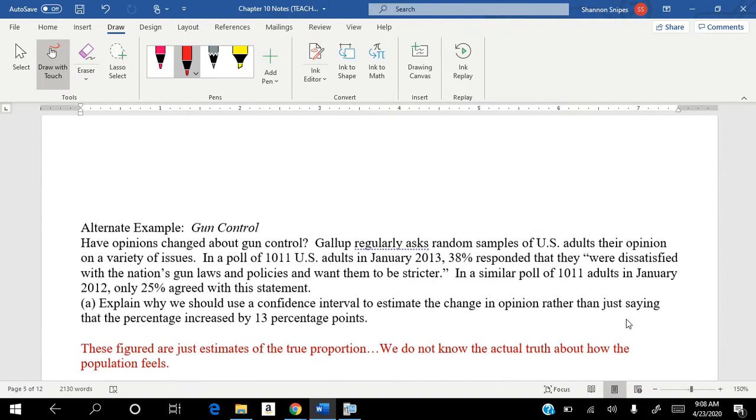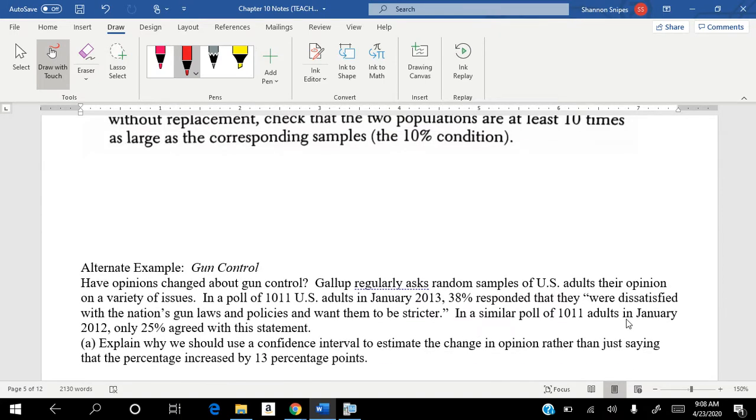So let's do an example. Have opinions changed about gun control? Gallup regularly asks random samples of U.S. adults their opinion on a variety of issues. In a poll of 1,011 U.S. adults in January of 2013, 38% responded that they were dissatisfied with the nation's gun laws and policies and want them to be stricter. In a similar poll of 1,011 adults in January of 2012, a year earlier, only 25% agreed with this statement. Explain why we should use a confidence interval to estimate the change in opinion rather than just saying that the percentage increased by 13 points.